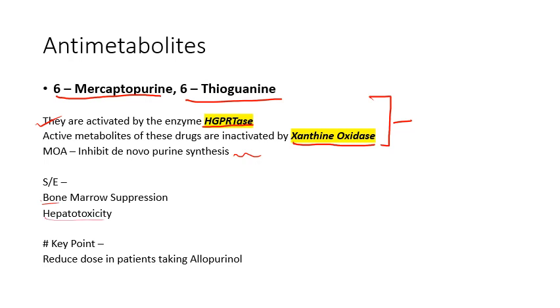The key point is, as these drugs are inactivated by xanthine oxidase, in patients who are taking xanthine oxidase inhibitors like allopurinol, febuxostat, the dose of these drugs needs to be reduced. So the key points for these drugs are three. Number one, they are activated by HGPRTase. Number two, they are inactivated by xanthine oxidase. And number three, their dose should be reduced in patients taking allopurinol.